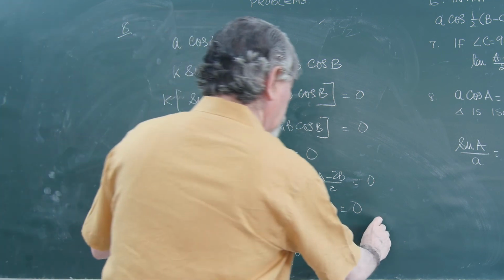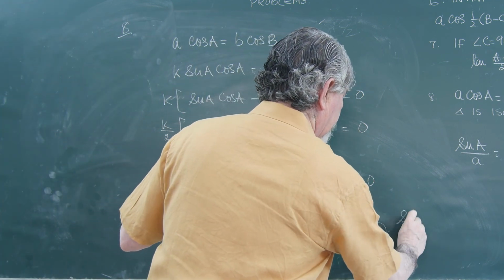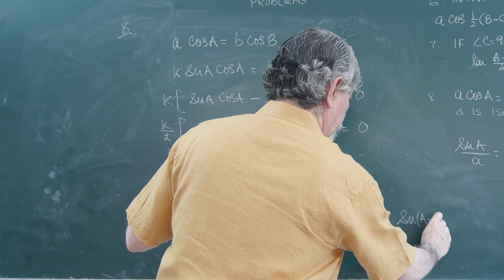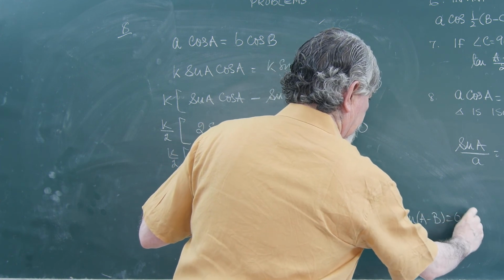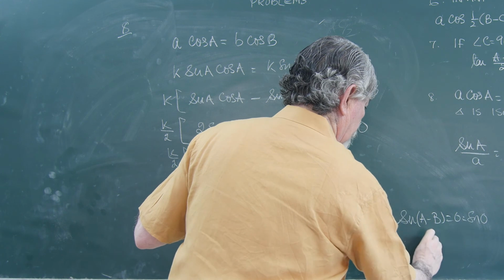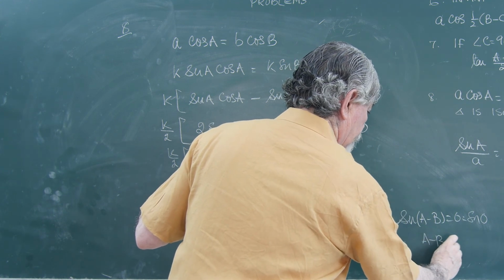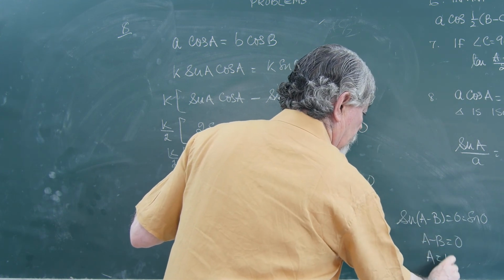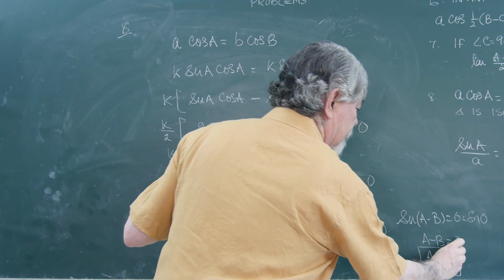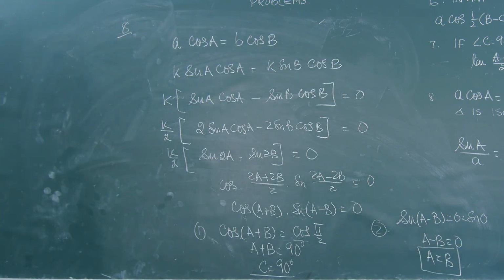Number 2, if sin(A minus B) equal to 0, that means it is equal to sin 0. A minus B will be equal to 0, that means A is equal to B, that means if two angles are equal, it is an isosceles triangle.